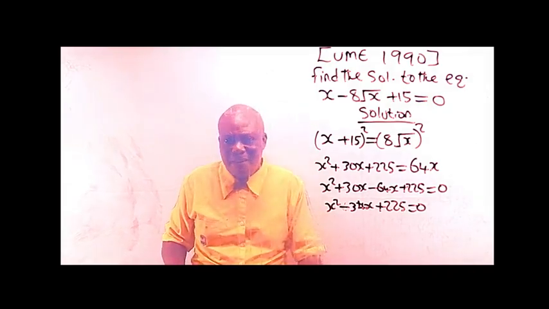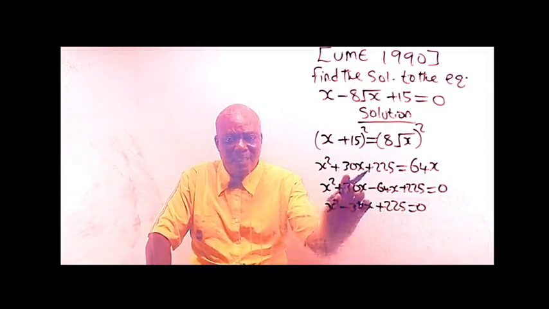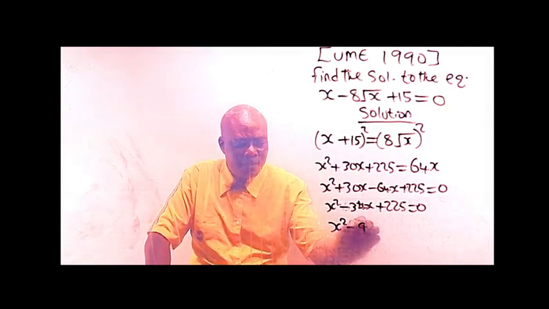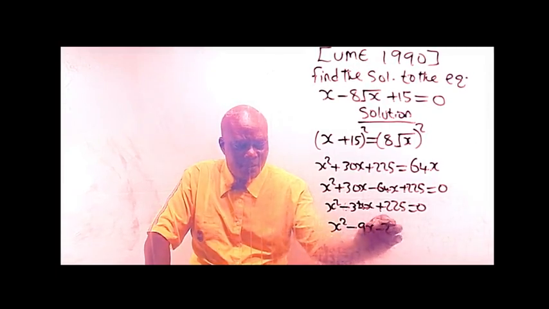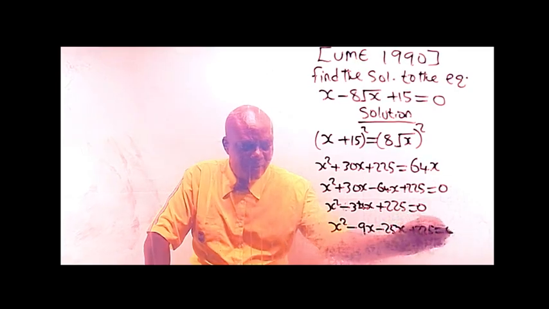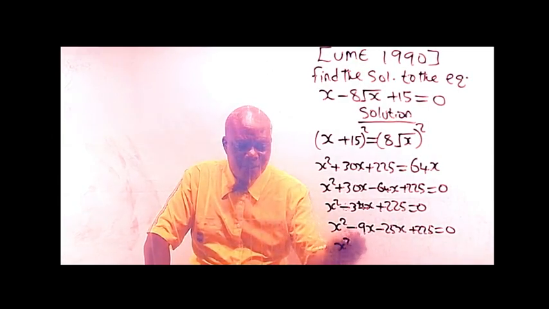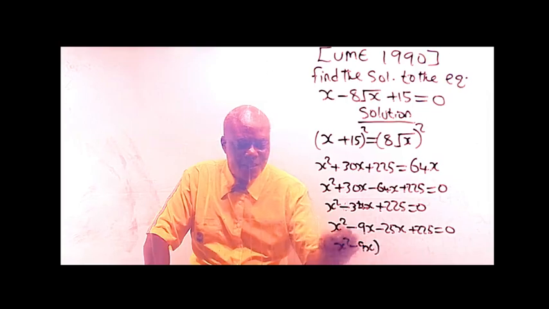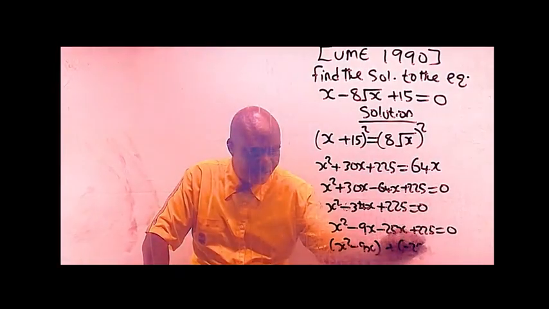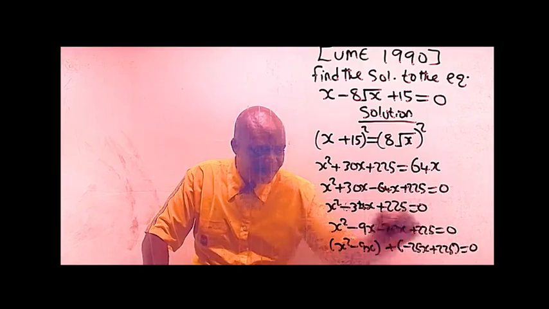The numbers are minus 25 and minus 9. So you replace 34 with it. This one you have x squared minus 9x minus 25x plus 225 equals 0. So you now group them: x squared minus 9x in one bracket, plus minus 25x plus 225, all equals 0.